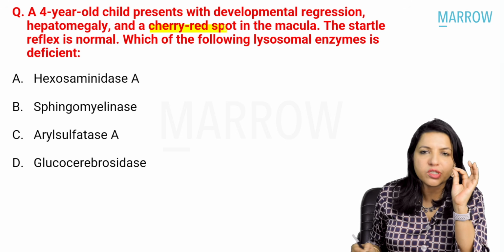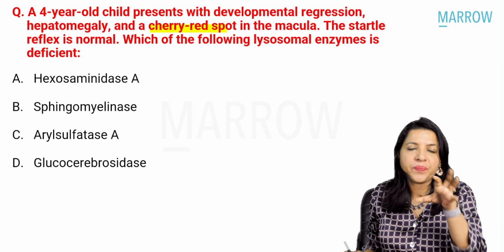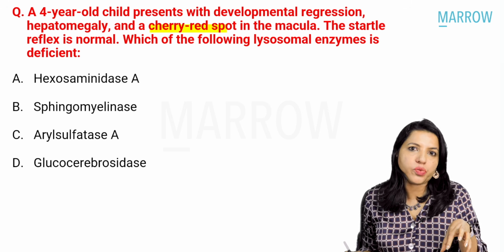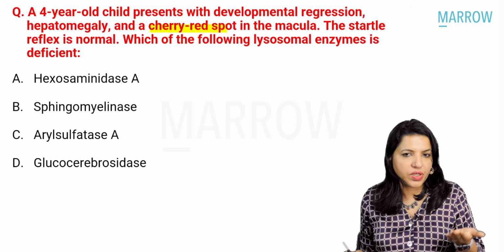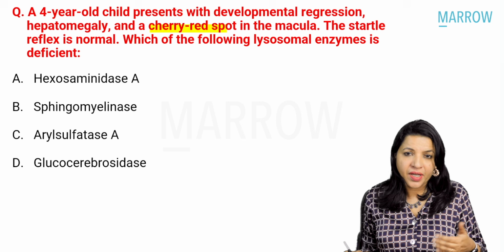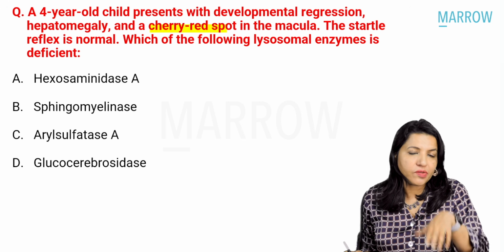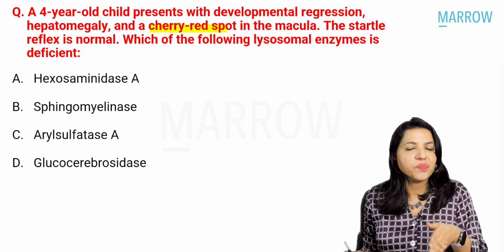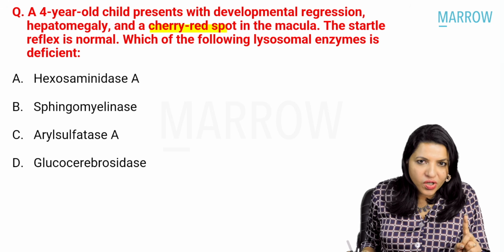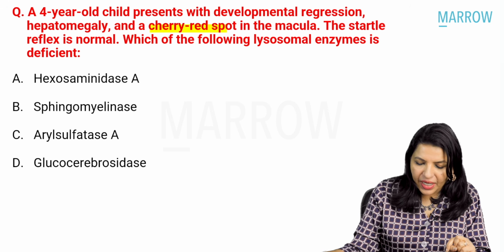The cherry red spot is diverting our attention towards sphingolipidosis. Now our aim is to differentiate between the various sphingolipidoses. And even if you don't know whether it is sphingolipidosis, see the options. It is all something related to sphingolipidosis. So that is how we are going to analyze this question.